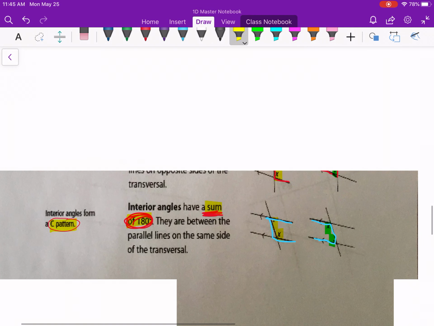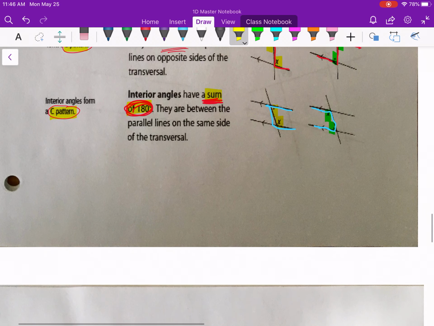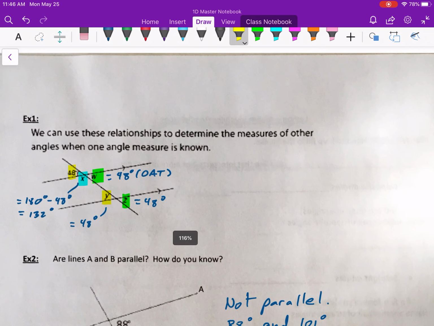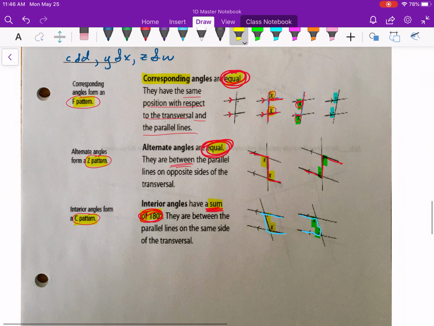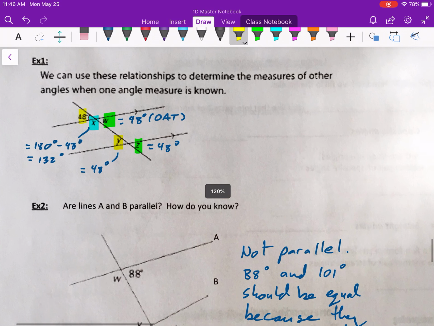So, corresponding angles are equal to each other. Alternate angles are equal to each other. Interior angles add up to 180. So, you might have to pause this, rewind it, or just review it, read it on your own. You want to get familiar with this and get it in your head, all right? But here are some examples.